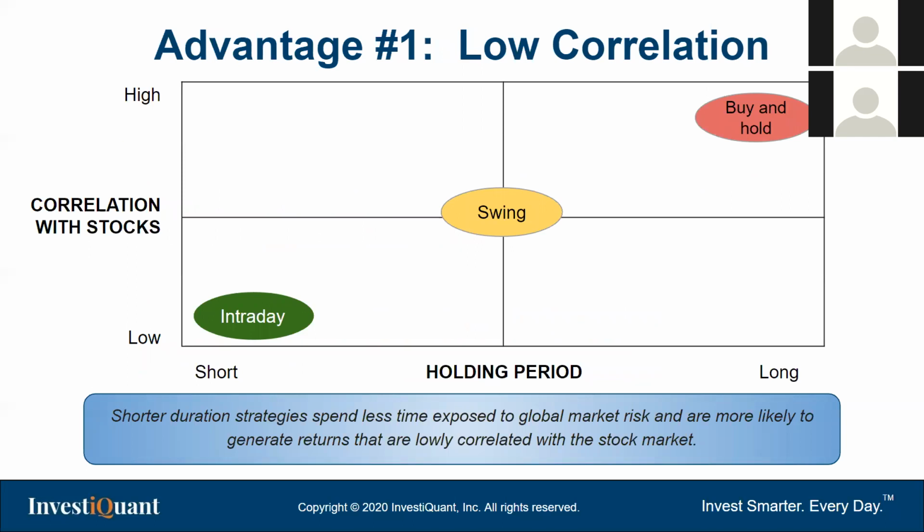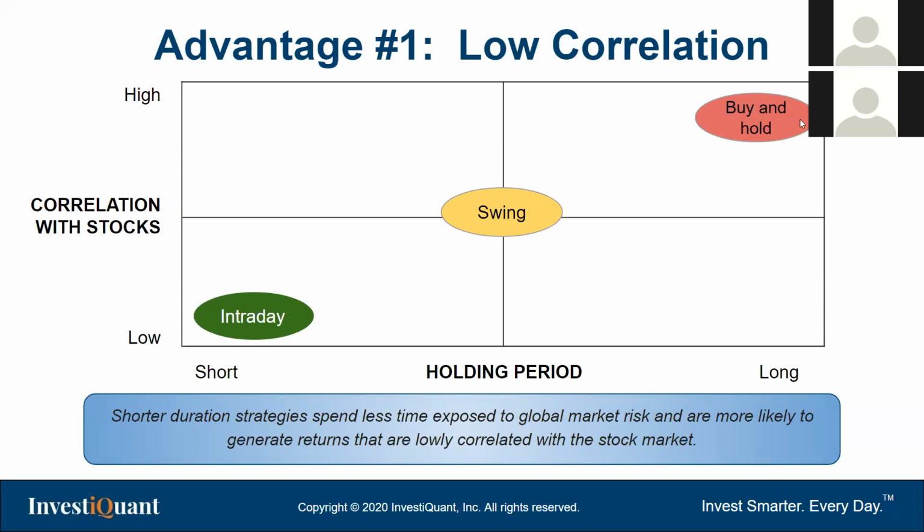So the first advantage to these short duration strategies is the low correlation. In this table, a matrix that we've created, on the vertical axis you've got correlation with stocks, with the higher portion being a high correlation with stocks, and down at the bottom, low correlation with stocks. And on the horizontal axis, you've got the holding period, so very short-term holding periods versus very long-term holding periods.